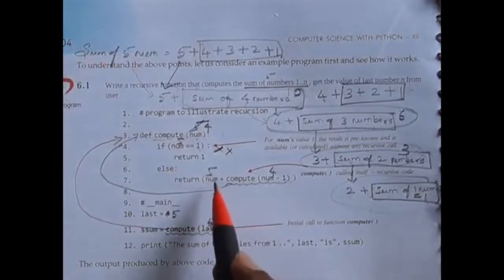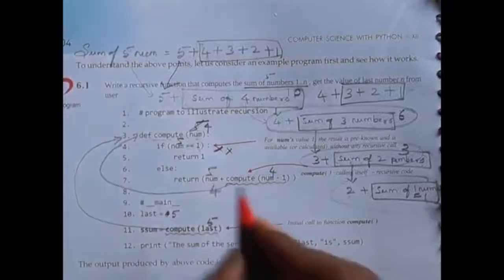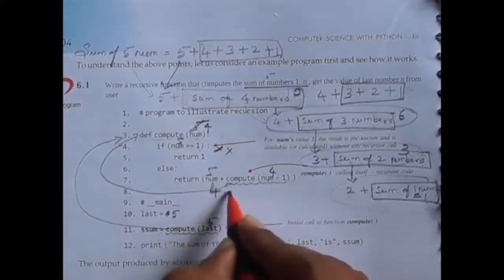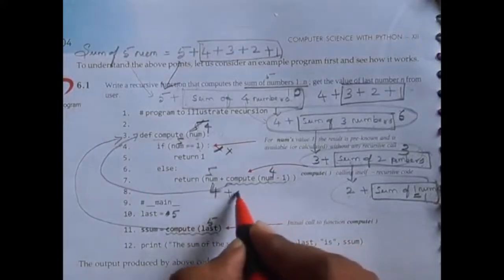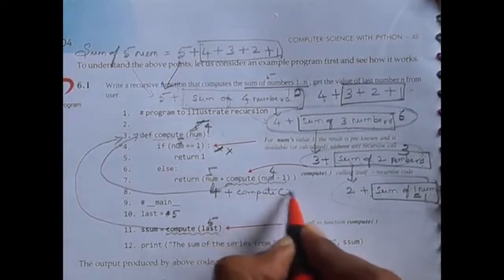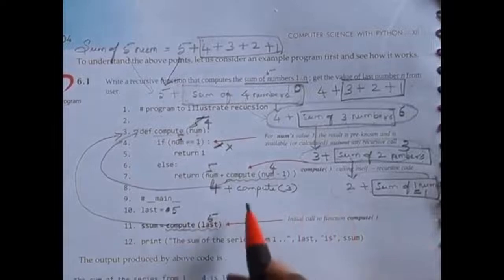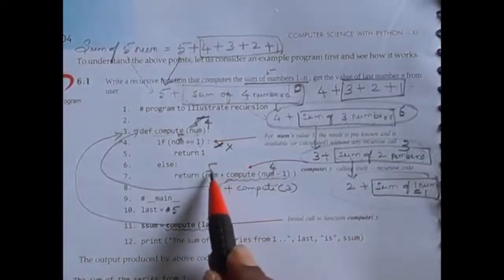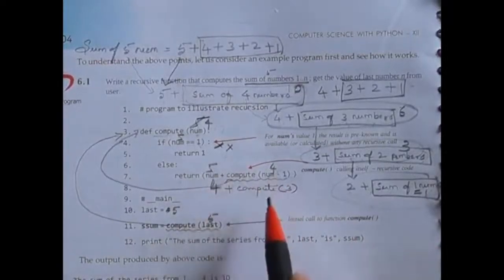Now what will happen now? Instead of 5, here 4 will come. So 4 plus compute 3 will execute. So last time what executed? 5 plus compute 4 was executed.